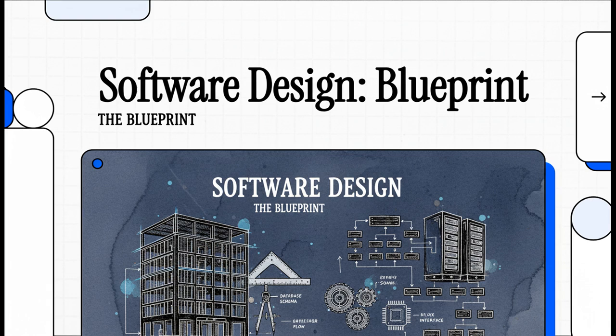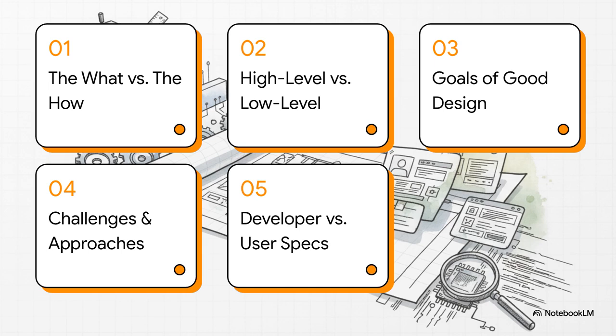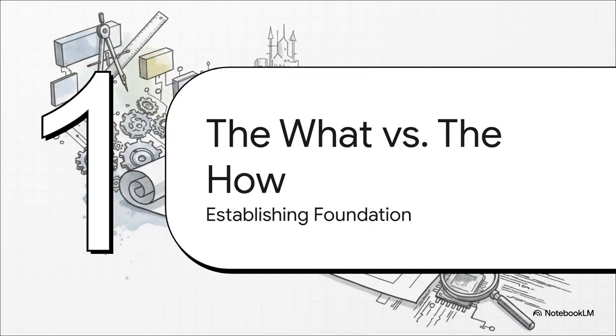going to build it. All right, so here's our game plan for this explainer. We're going to walk through software design like an architect laying out a building. First, we'll separate the big idea from the actual plan, the what versus the how. Then, we'll zoom in, going from the big picture view down to the nitty-gritty details. We'll explore what actually makes the design good, because not all plans are created equal. We'll get real about the challenges every designer faces, and finally, we'll see how a single blueprint has to speak to two totally different groups, the developers building it and the people actually using it. So let's get right to it and lay the foundation.